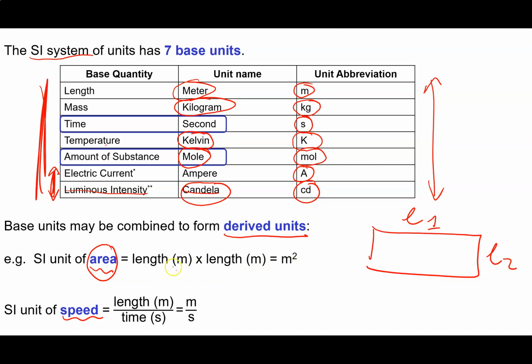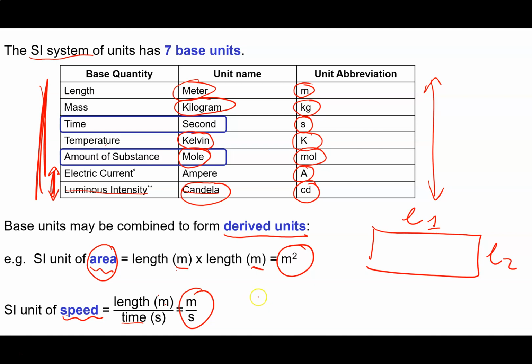And so length 1 would have units of meters, length 2 would have units of meters, and multiplied together would give me units of an area being meters squared. Speed is defined by distance over time, so the base unit for length or distance is the meter, and the base unit of time is the second. So in the SI system, we might use units of speed as being meters per second.